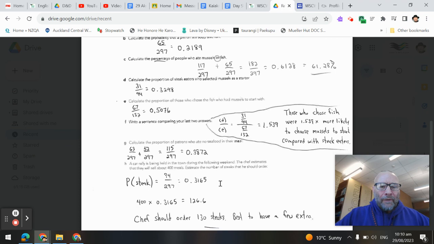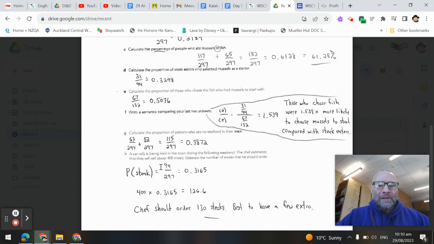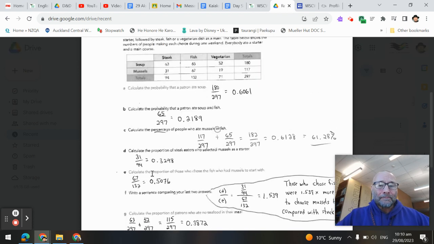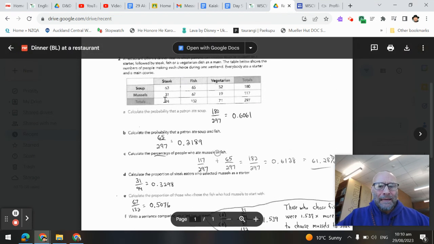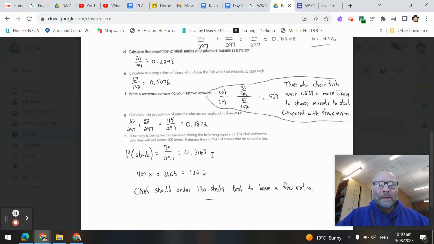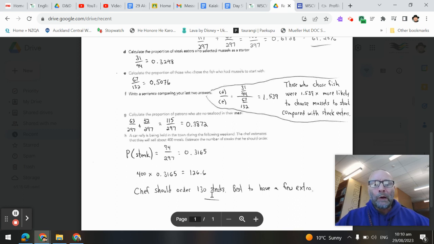Lastly, a car rally is being held. Chef estimates they're going to sell about 400 meals. Estimate the number of steaks. Well, first we need the probability of getting a steak. The probability of steak would be 94 out of 297, right here. That's 0.3165. Times that by the total number of meals, I get 126.6. I'm going to round that to 130. Chef should order 130 steaks because it's best to have a few extra.